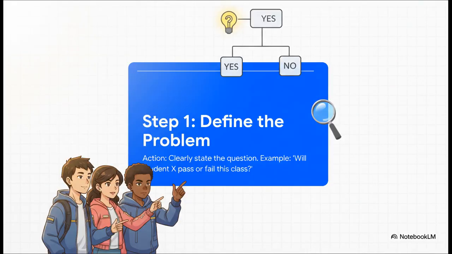First things first, you have to know exactly what you're trying to cook. Step 1 is defining the problem. We can't just say, let's look at student grades. That's way too vague. The key is to ask a super specific, answerable question. Something like, will student X pass or fail this class? Now that is a clear yes or no question our model can actually answer.